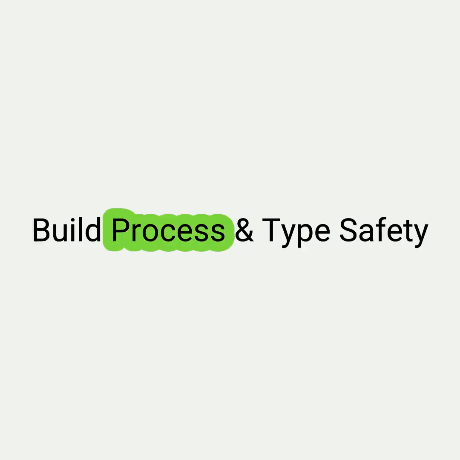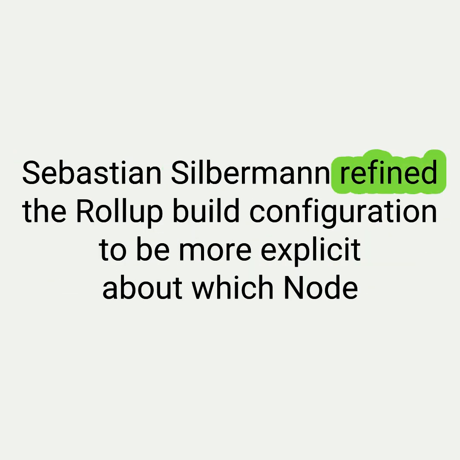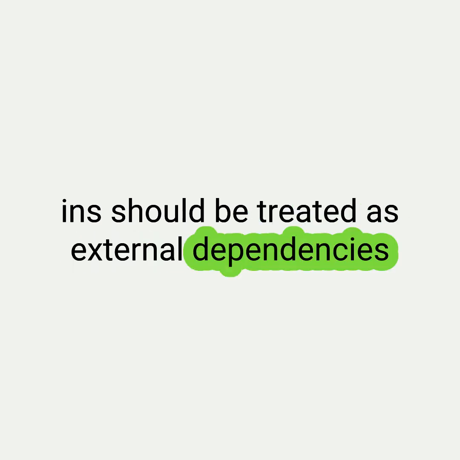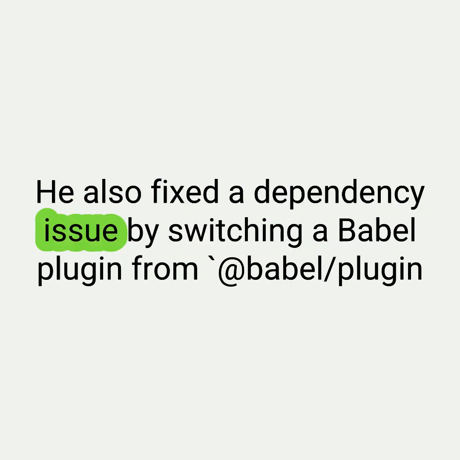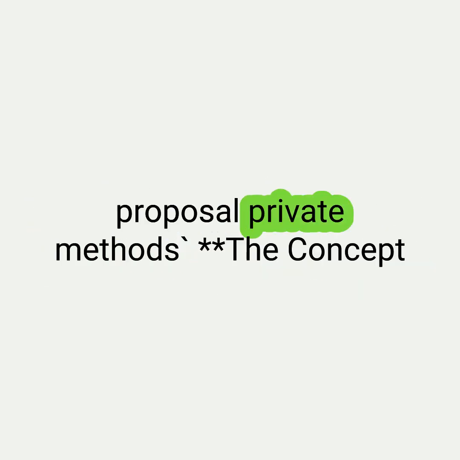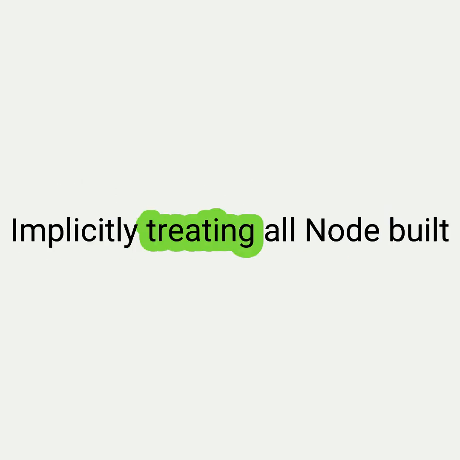Strengthening the foundation, build process, and type safety. The change. The team also made critical improvements to the project's underlying infrastructure. Sebastian Silberman refined the rollup build configuration to be more explicit about which Node.js built-ins should be treated as external dependencies. He also fixed a dependency issue by switching a Babel plugin from @babel/plugin-transform-private-methods to @babel/plugin-proposal-private-methods. The concept. This work is about creating a more predictable and robust build system.